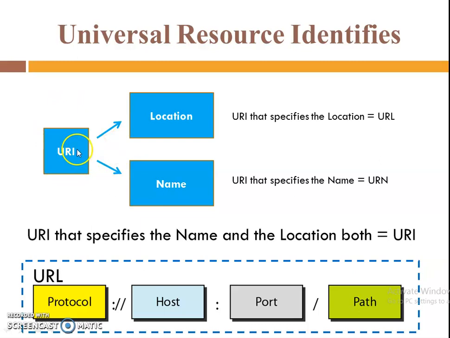Uniform Resource Identifier. Now suppose you want to locate any person in the world. There are two methods by which we can locate: by the location or by his name. A URI that specifies the location is nothing but a URL. A URI that specifies the name is nothing but a URN. Here you identify the resource or someone by name or location or both. A URI that specifies the name and the location both is nothing but a URI.